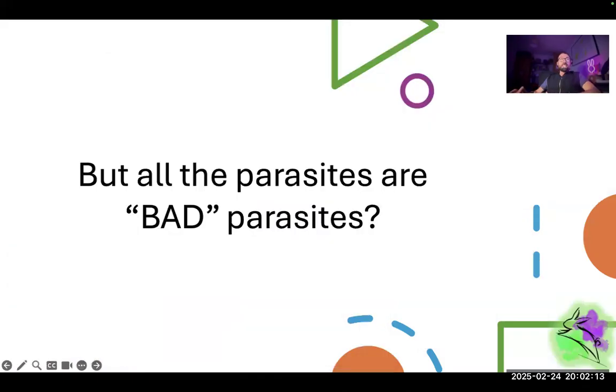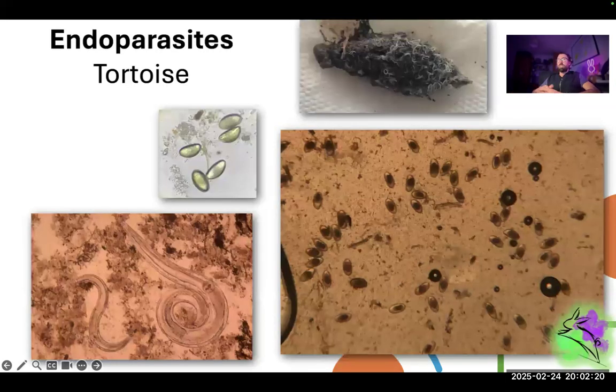But are all the parasites bad parasites? Not all of them. As I said, there are some parasites that could be good parasites, especially in tortoises. It means that if small quantities of these parasites, especially oxyurids and ascarids, are present, they can be a useful ally in the digestion of food. So think of a tortoise that's eating a lot of grass or very thick, fibrous grass or weeds, which are quite difficult to digest.